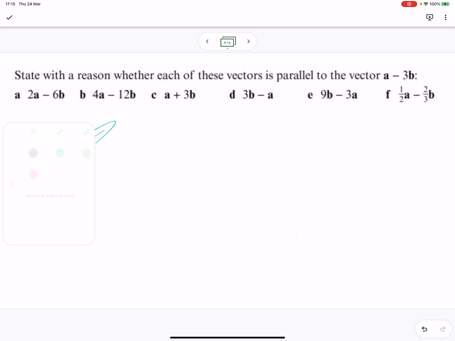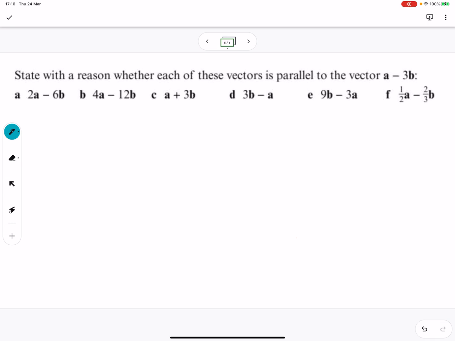Now, to show that two lines are parallel, they need to have the same direction. What does that actually mean? Well, it means that they're going to be a multiple of the same thing. So to determine whether a vector will be parallel to the vector a minus 3b, we've got to ask ourselves, is it a multiple of a minus 3b? Wait, I think I get it now. So obviously the given vector is a minus 3b, right? So then question A is 2 times that, 2 times a minus 3b.